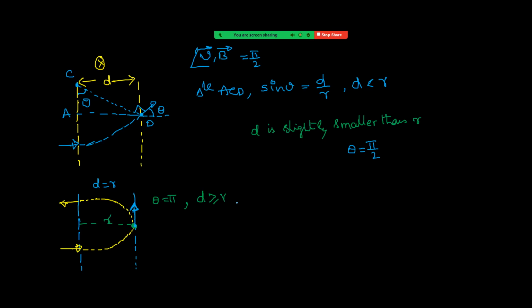So you have to focus on these three cases carefully. For d less than R, sine theta equal to d by R. Simply, d less than R means this is less than 1, directly sine theta equal to d by R. If d is equal to R or greater than R, deviation is 180. If d is slightly smaller than R, deviation is 90. So regarding deviation, we have to remember these three key points.